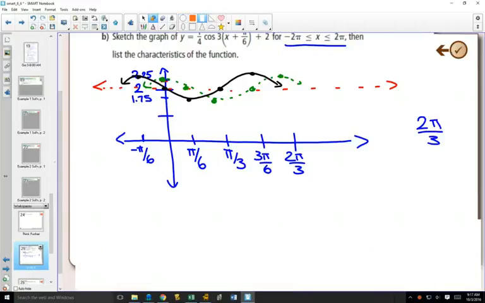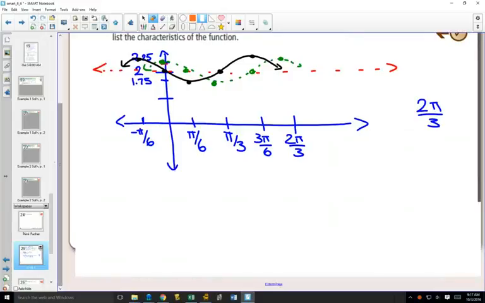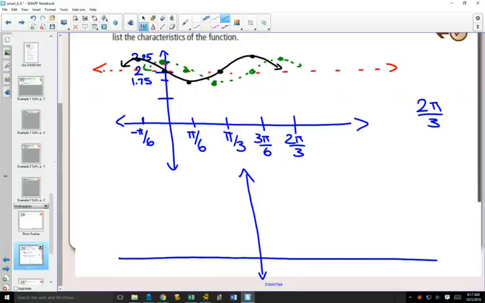And now for graphing it from negative 2 pi to 2 pi. Well, I'm going to put my axes starting right in the middle. Y-axis, x-axis. I'm going to mark 2 pi over here and the same distance, negative 2 pi over here.